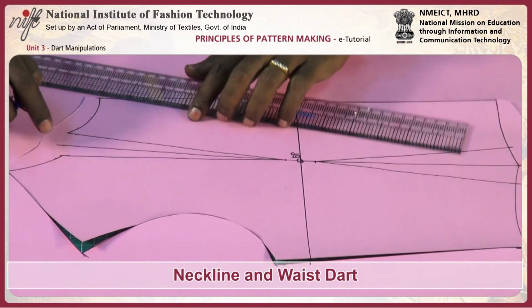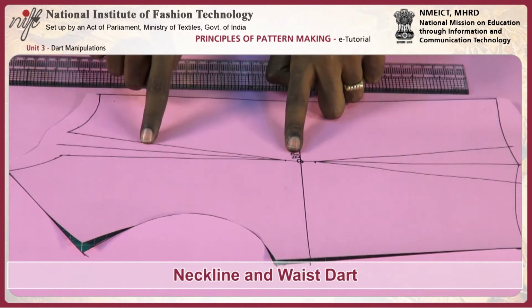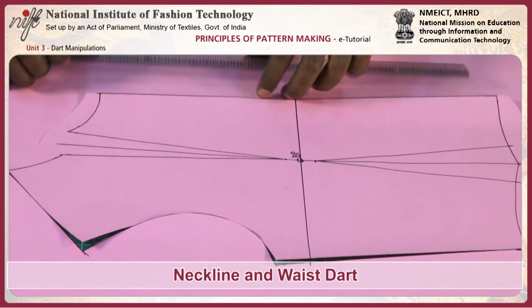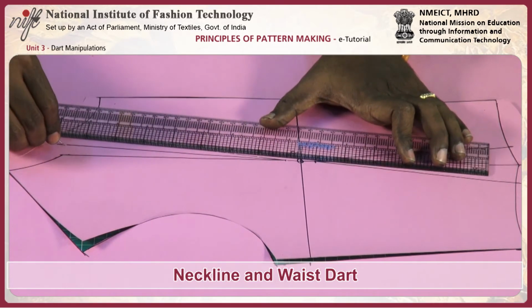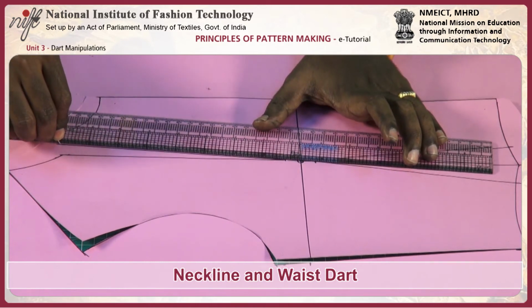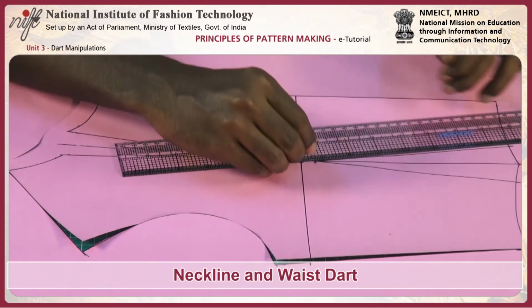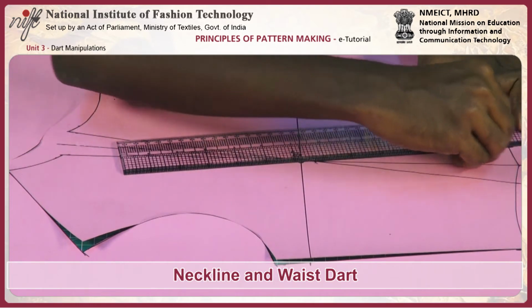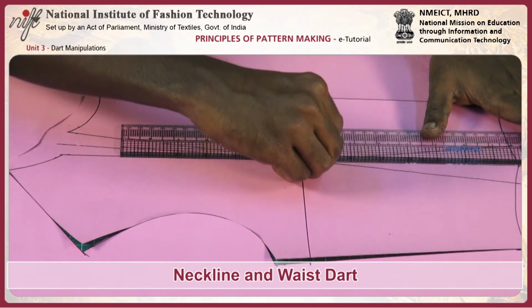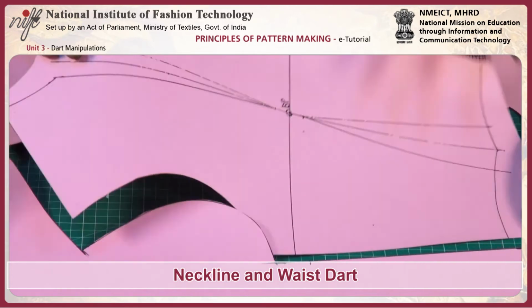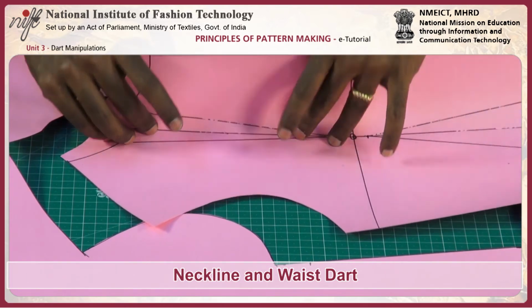Closing the dart, crease the dart leg which is nearer to the front, for both the waist dart and neckline dart. Cut the pattern, fold on the center line.